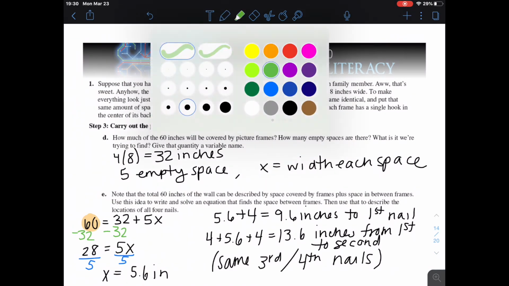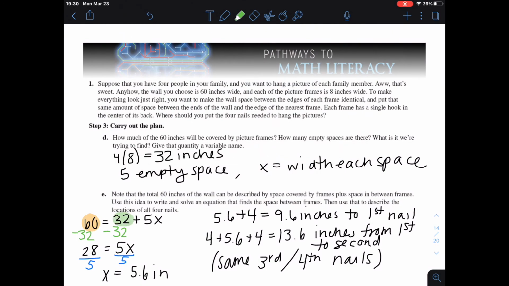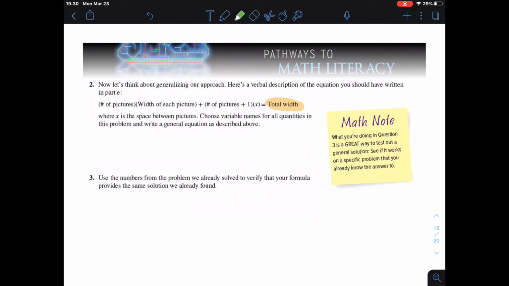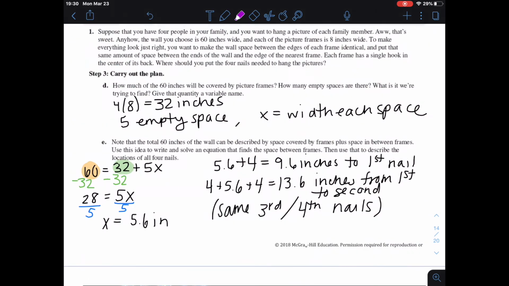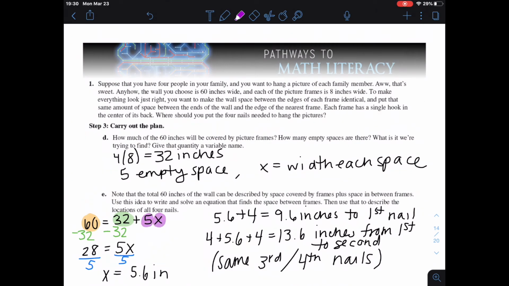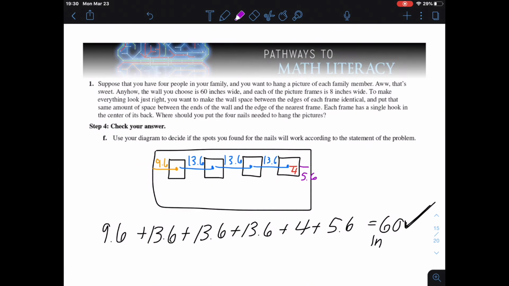Now what we also have is this 32, which is the amount taken up by the picture frames. So the number of pictures times the width of each picture tells you exactly how much is taken up by frames. And then this last component is going to tell you how much is taken up by the blank space. So you see we had 5 times x. There were 5 blank spaces, which is 1 more than the number of picture frames, times the width of each.